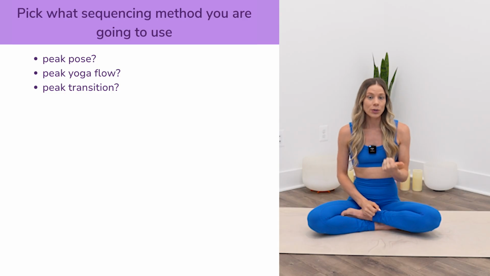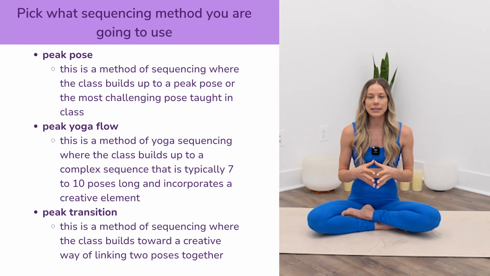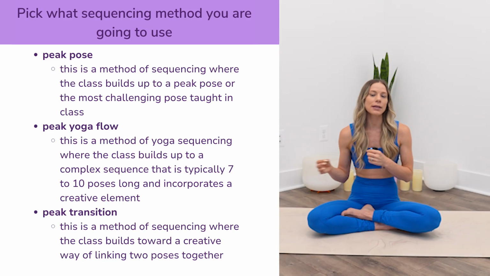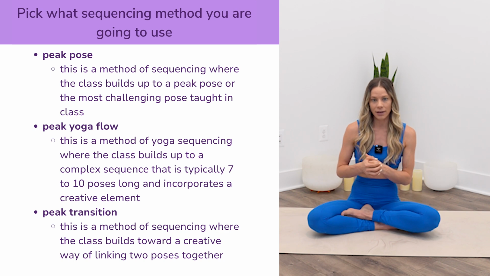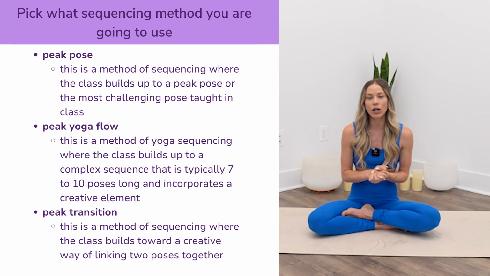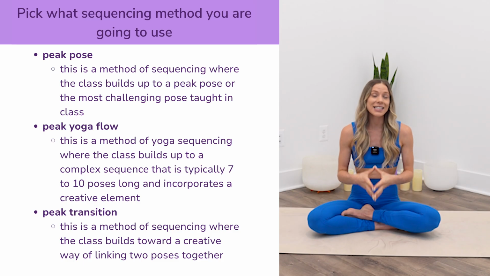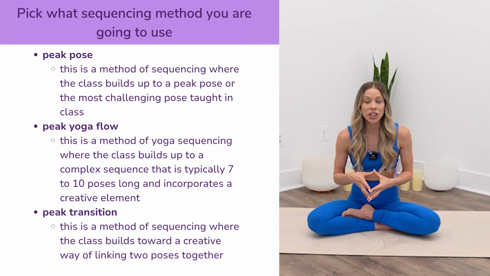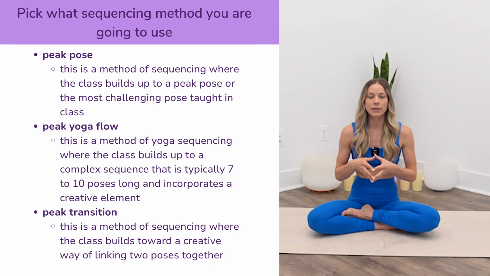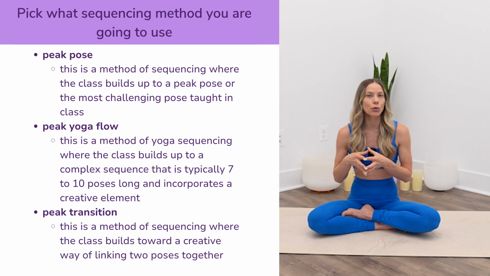What sequencing method are you going to use? A peak pose, a peak yoga flow, or a peak transition? Peak pose is a method of sequencing where the class builds up to a peak pose, or the most challenging pose taught in class. Peak yoga flow is a method of yoga sequencing where the class builds up to a complex sequence that is typically between 7 and 10 poses long and incorporates a creative element. Peak transition is a method of sequencing where the class builds up towards a creative way of linking 2 poses together.